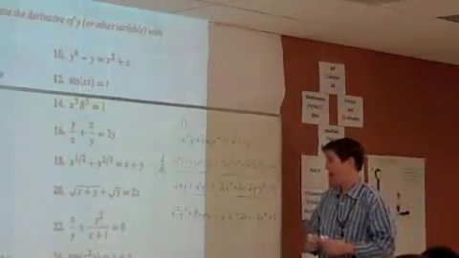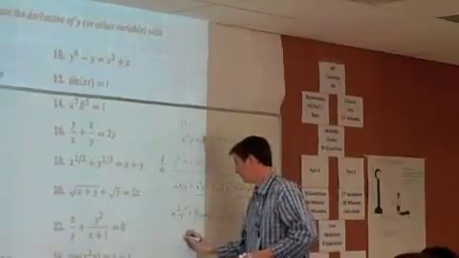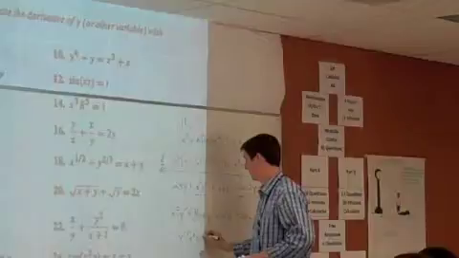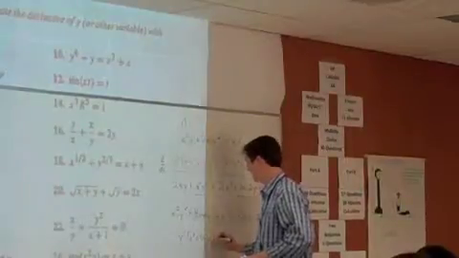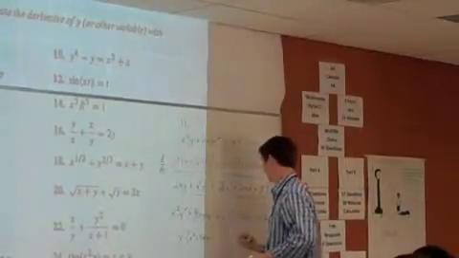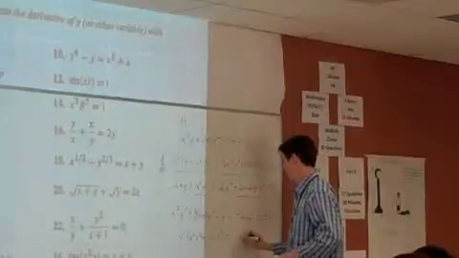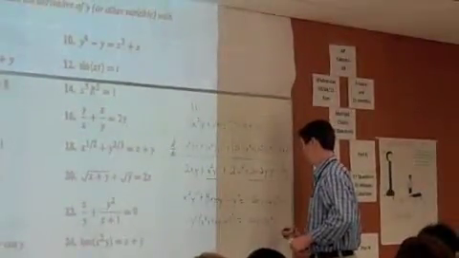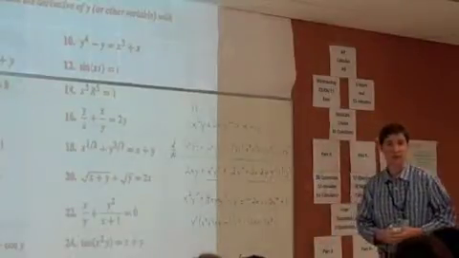Factor out a y prime. Parentheses, x squared plus 4xy minus 1 equals negative 2xy minus 2y squared plus 1.